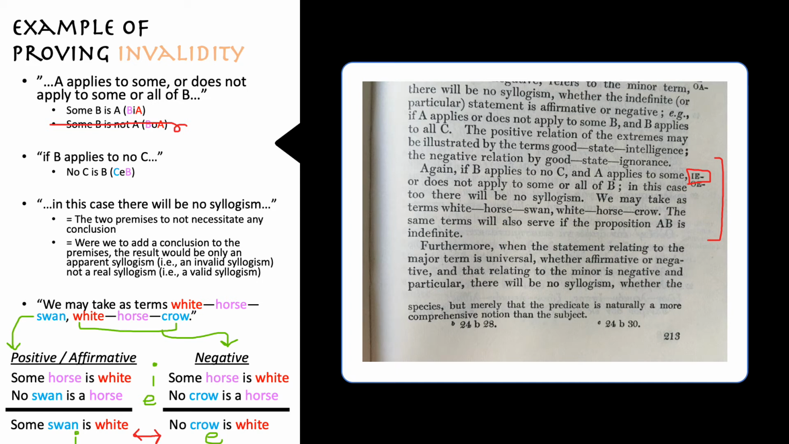Aristotle, or we should say the editor of Aristotle's works, in this case the Loeb edition of Aristotle's works, puts the kind of invalid syllogism in the margins of the text. That's in this red square. The editor has put an I and then an E, indicating that a syllogism of the form I and then E within the first figure is invalid. The invalidity is indicated by the dash after the I and E. The dash indicates that no conclusion follows.